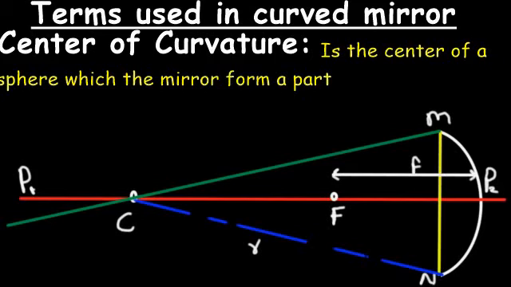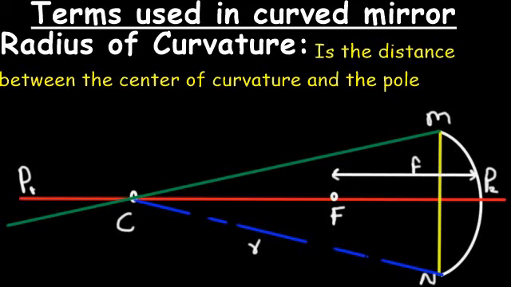What is the next term you need to be familiar with? This is the radius of curvature. The radius of curvature is the distance between the center of curvature and the pole. We said this is the center of curvature and this is the pole. So the distance between the pole and the center of curvature is the radius of curvature. Here it is. That's why I denote it with a small letter r. So the distance between C and P, which is the pole, is the radius of curvature. Take note of those definitions, as they will be very useful to you.